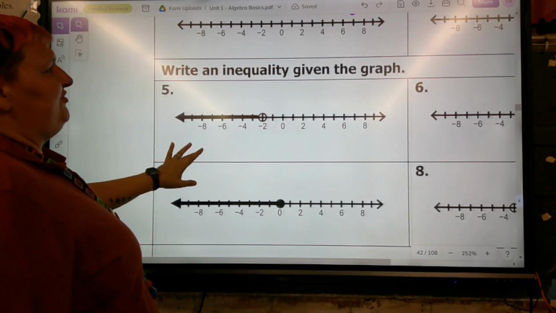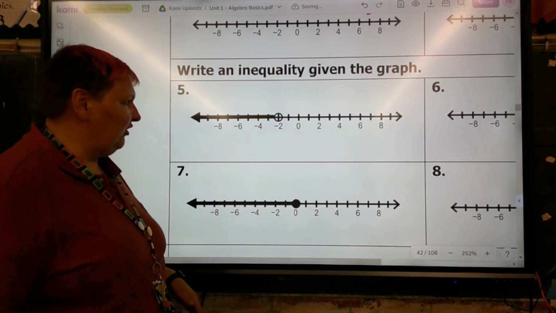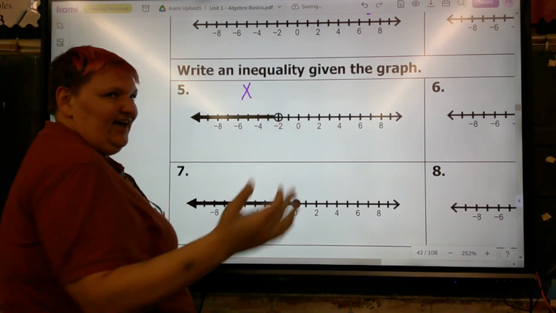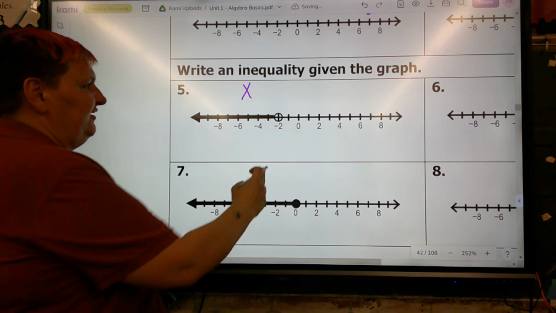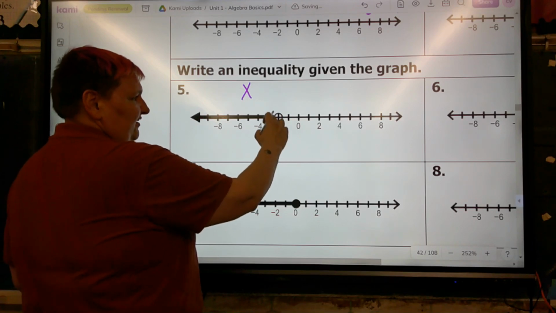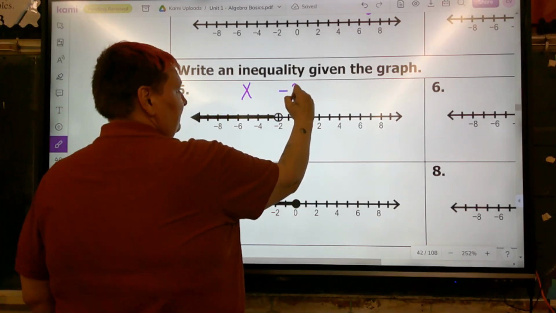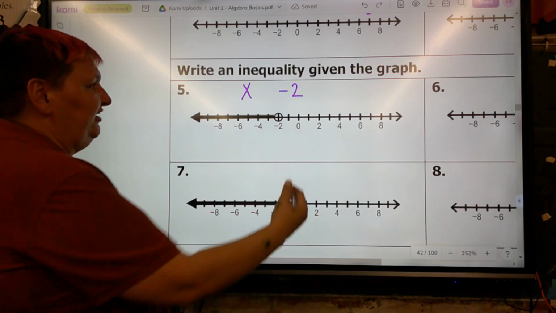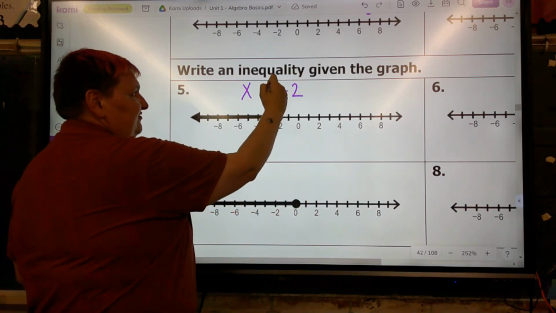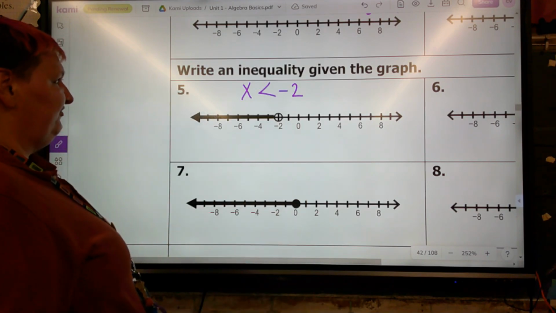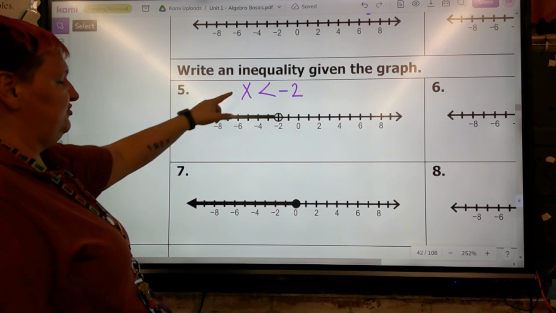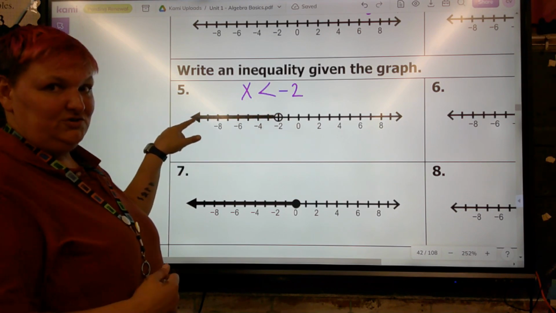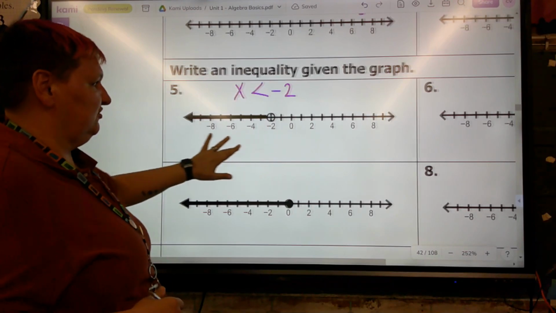Alright, so what if they give you the graph? Can you create the inequality? Can you read the information? Go ahead and use X because it's the most common variable. And then we know it's at -2. It's an open circle, so it's not equal to. And it goes less than, so you have to say that it's less than. If they give you the graph, you have to be able to figure out that this is telling you that X is less than -2. It's not equal to it because it's not a closed circle.